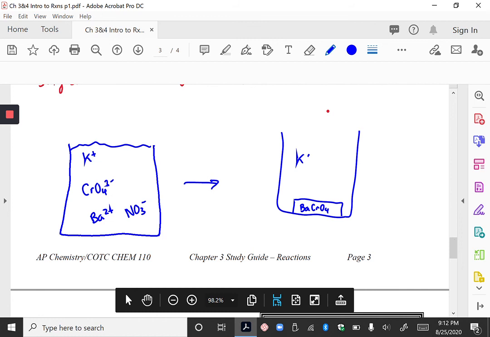But you do still have the K pluses and the NO3 minus swimming around in the solution. So the reaction actually happened between the barium and the chromate ions. Those are the ones that are participating in the reaction. They actually changed. They went from the ions free-flowing to the solid. The K pluses and the NO3 minus were spectators. They're just there watching. They brought the ions that participated in the reaction to the reaction, but they were just watching. They sat there swimming in the solution to start with, and they ended up swimming in the solution. So that's why we call them spectator ions.